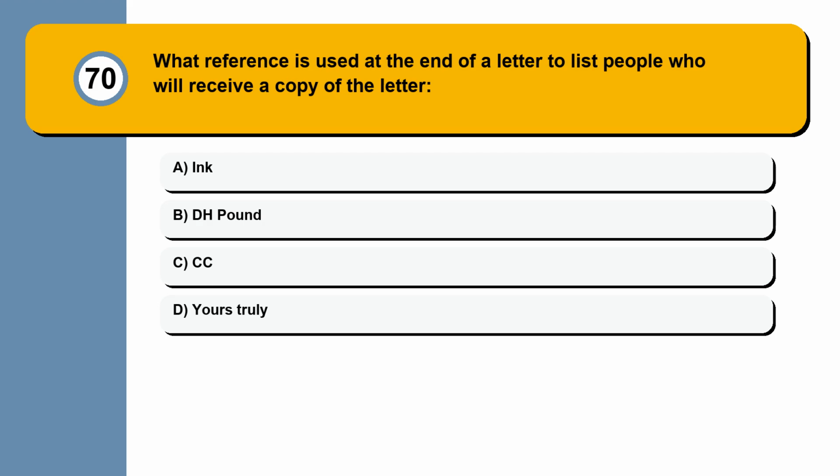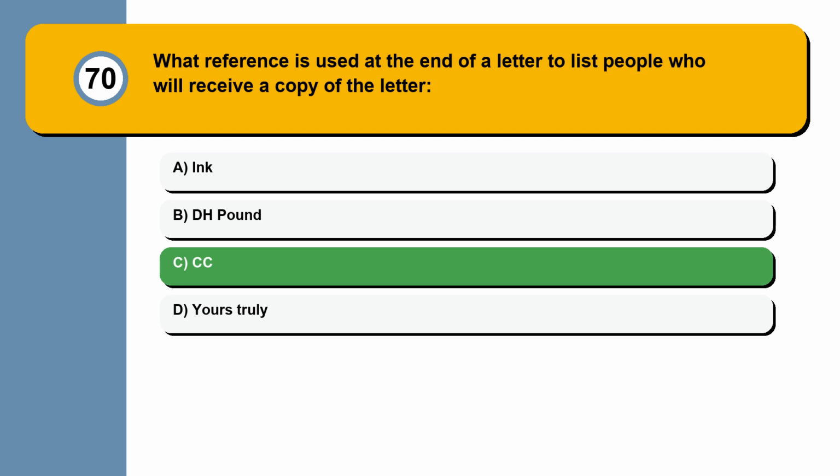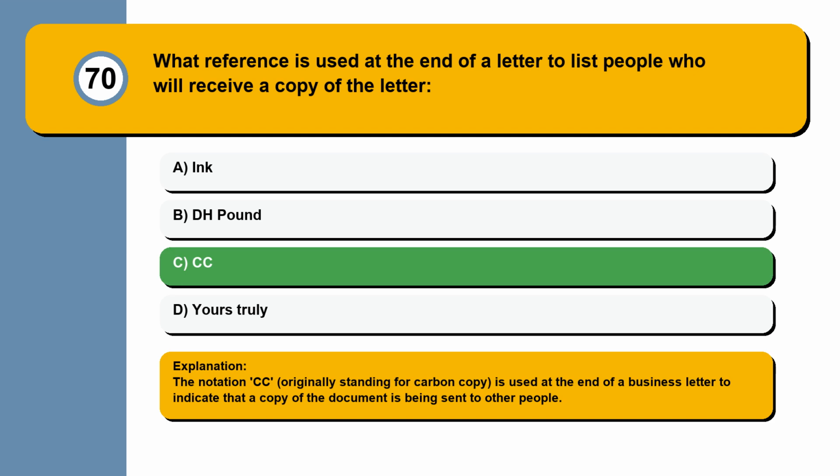Question 70. What reference is used at the end of a letter to list people who will receive a copy of the letter? Here are your options. Option A, Inc. Option B, DH pound. Option C, CC. Option D, yours truly. The correct answer is option C, CC. Explanation. The notation CC, originally standing for carbon copy, is used at the end of a business letter to indicate that a copy of the document is being sent to other people.